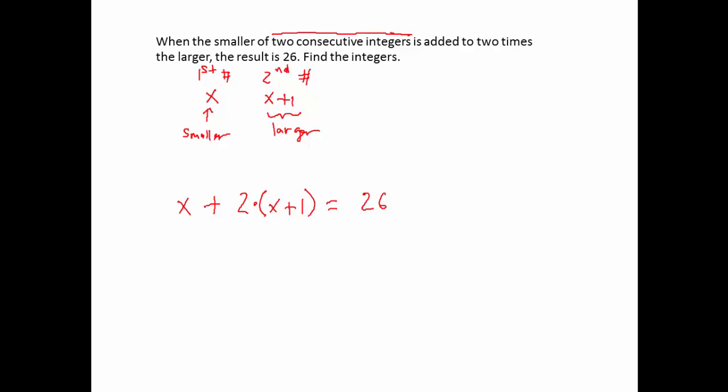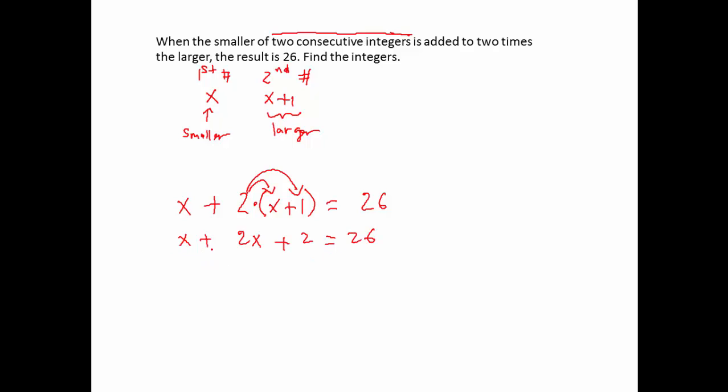Now you need to solve for x. Okay? So x will equal some number, and this number is the smaller one. Then you add 1 to that to get the larger. Then you get the two numbers. Okay, so how do I solve for x here? We have the parentheses here. So first, distribute 2 inside first. So x plus 2 times x is 2x, 2 times 1 is 2, equal 26. And then combine the like terms.